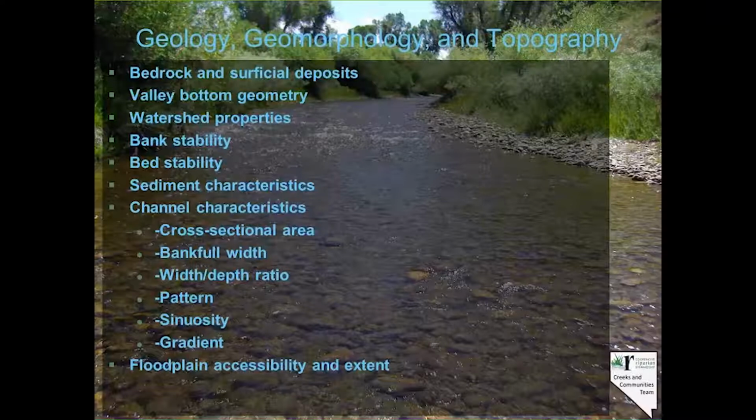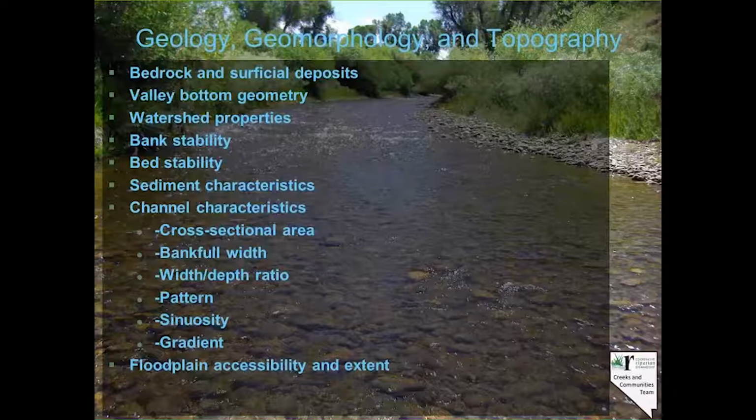And then channel characteristics, so this is the shape of the channel itself. What's the cross-sectional area? Is it shallow and wide? Is it narrow and deep? What's the bankfull width overall? That's from one side to the other at flood stage. Pattern is looking at, on the ground, what's the shape of the channel as it moves through the valley. Sinuosity is how curvy the channel is, and then gradient is pretty self-explanatory. How steep is your stream?